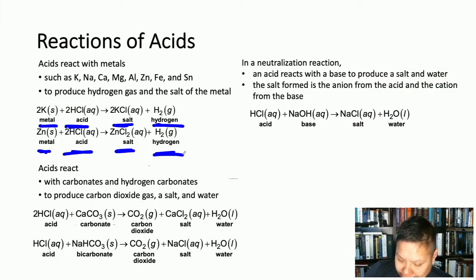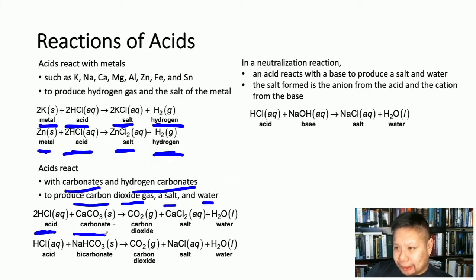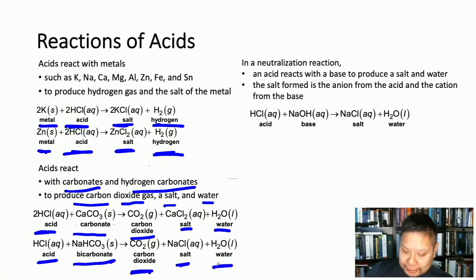Acids also react with carbonates and hydrogen carbonates, right? And when they do, they produce carbon dioxide gas, salt, and water. So hydrochloric acid can react with solid calcium carbonate, and it gives you carbon dioxide, calcium chloride, and water. Hydrochloric acid can also react with sodium bicarbonate, which is the same thing as baking soda, and you get carbon dioxide, salt, and water. So that's something else that acids can react with.